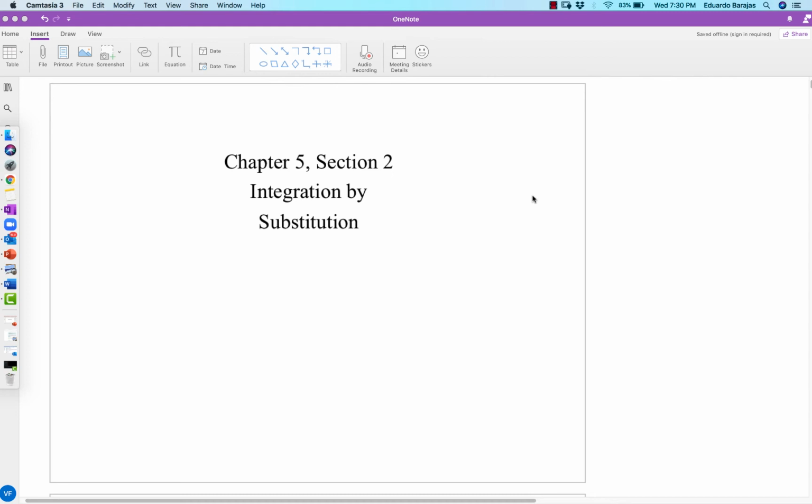Okay, Chapter 5, Section 2, Integration by Substitution. So in this section, we're going to continue to further our development of integrals, and we're going to develop this technique called integration by substitution, and it revolves around the chain rule. So let's take a minute to refresh our memories about the chain rule back from Chapter 3.